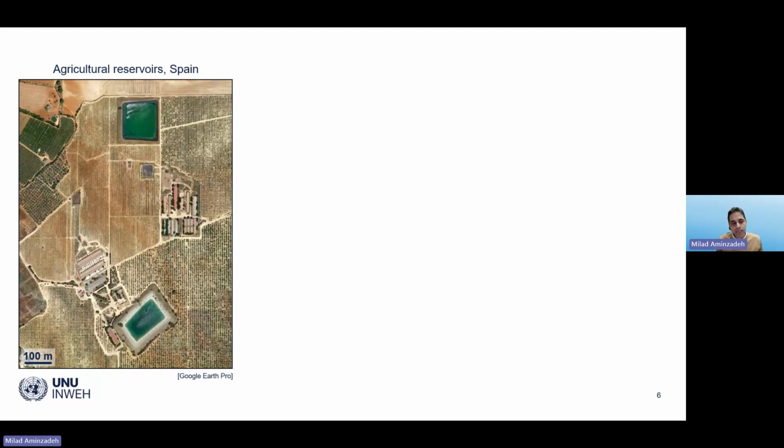This makes sense because, in comparison to the reservoir of a dam, detecting such small reservoirs is quite a challenge. So we try to identify the spatiotemporal distribution of these reservoirs and also quantify their evaporative losses.